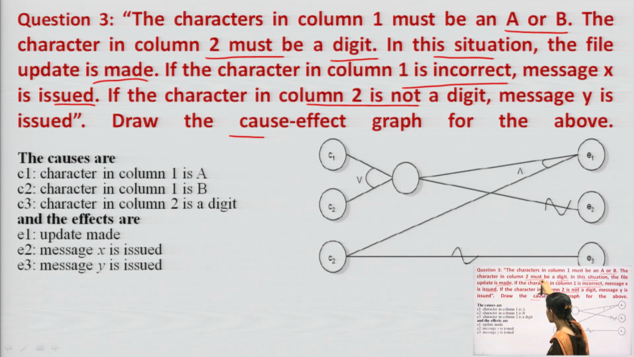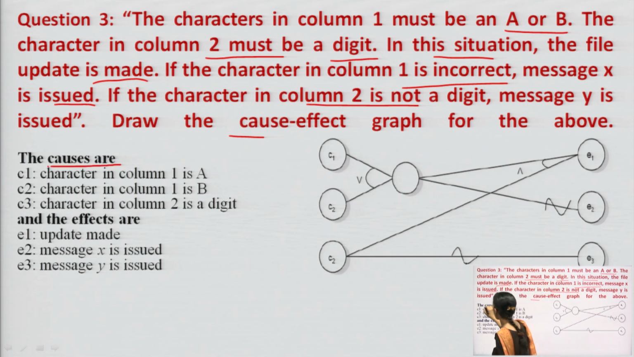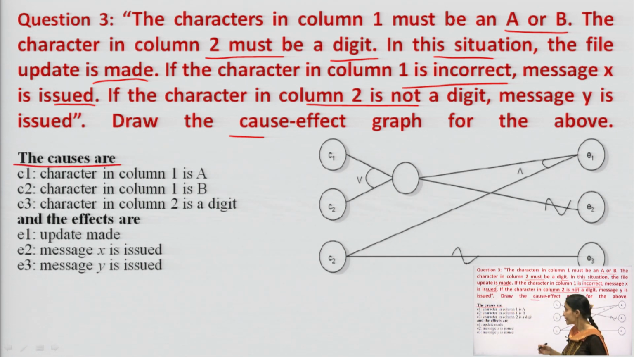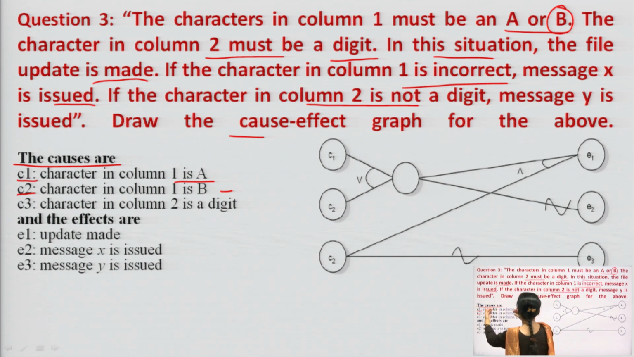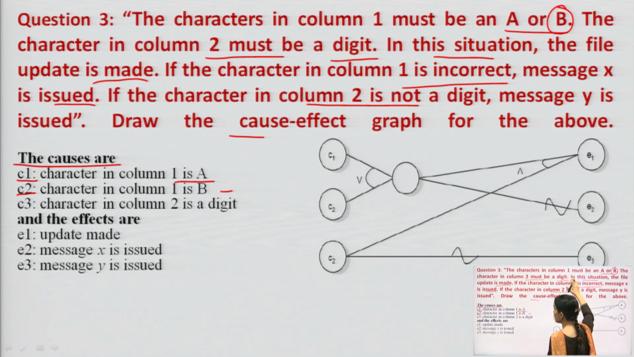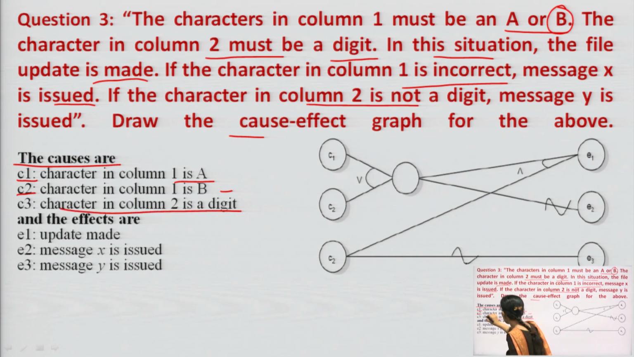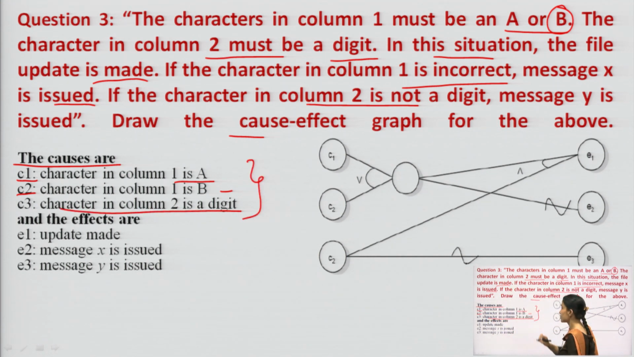From these, first we will write the different causes. The first cause, C1, is that the character in column 1 is A. B also can be there, so C2 I define as another cause, the character in column 1 is B. Then the third cause, C3, I make from the second situation: column 2 must be a digit, that is, the character in column 2 is a digit. So these three causes are defined.